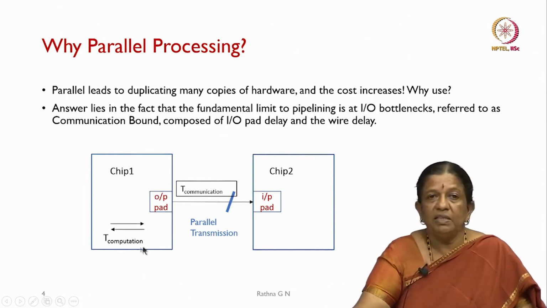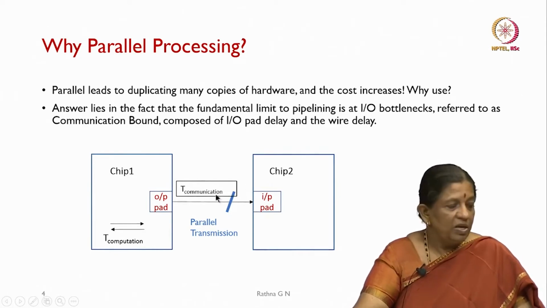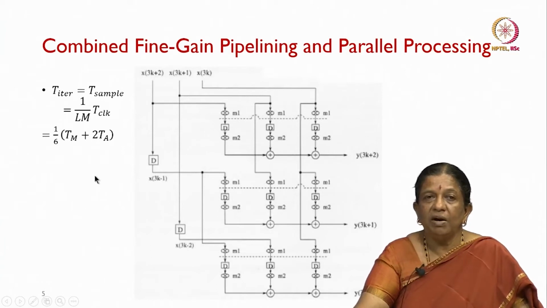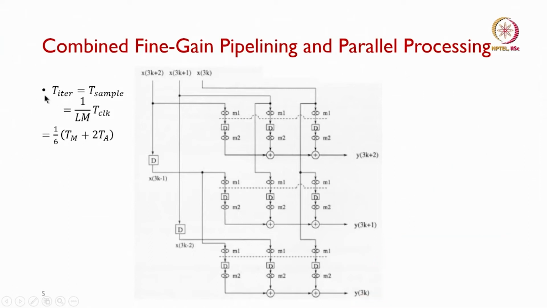So, you will be seeing that T is my computation, taking in the data from chip 2 to here, and data going from chip 1 to chip 2. So, this defines the thing. We will see how we can combine our fine grain pipelining and parallel processing. You will be seeing the iteration. We said that the sample period is equal to T sample in this case.